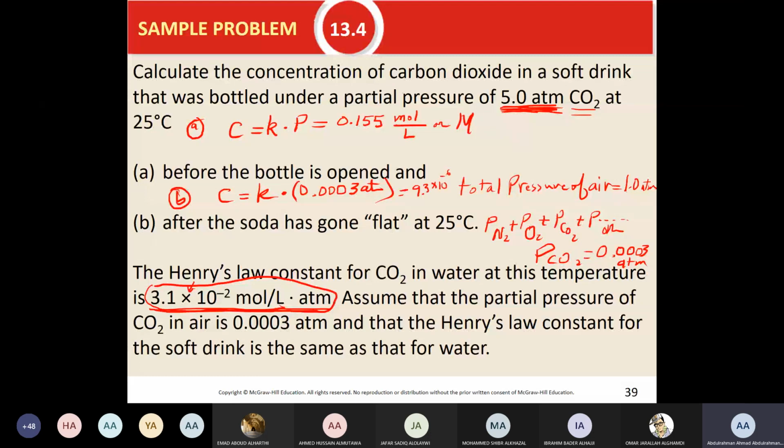Doctor, is this number fixed? The pressure of the CO2, 0.0003?